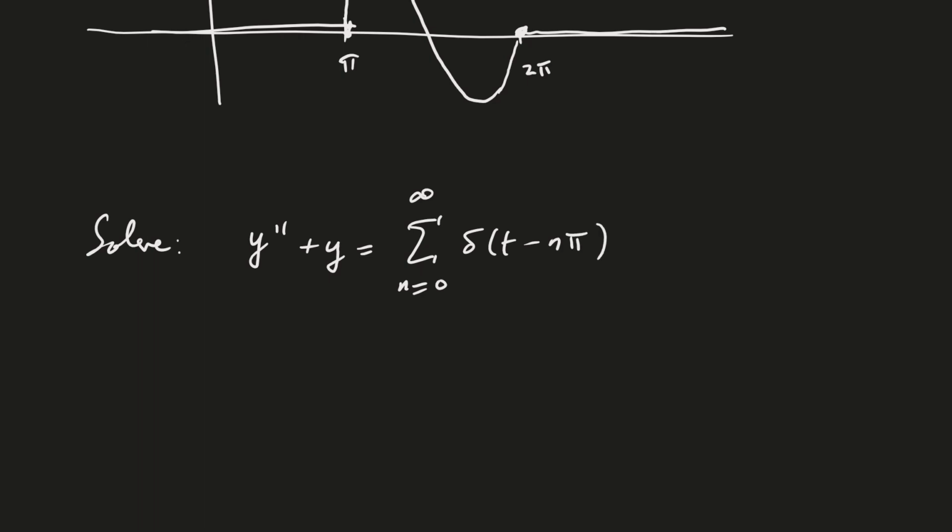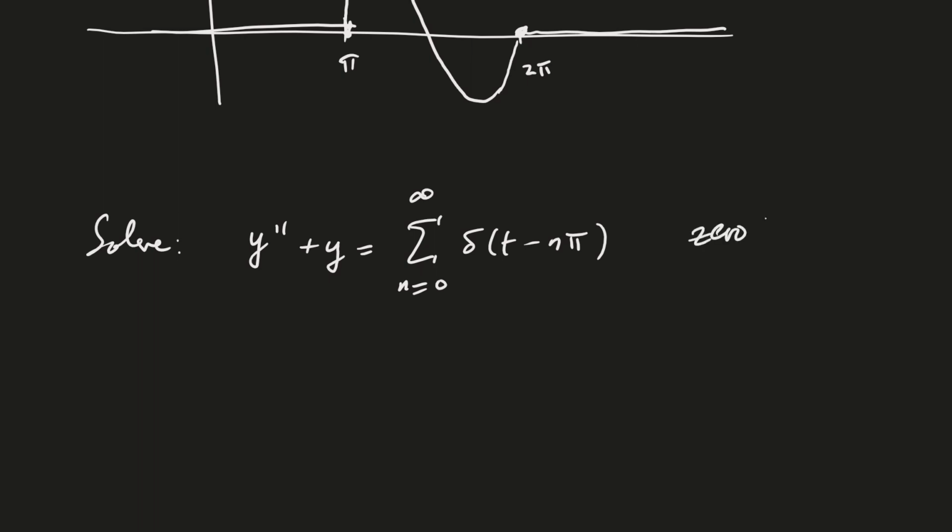Well, we do want to be careful with that, right? Because we're adding an infinite number of things together, and I'm not sure if that converges. But since this is a generalized function anyway, we'll just proceed.